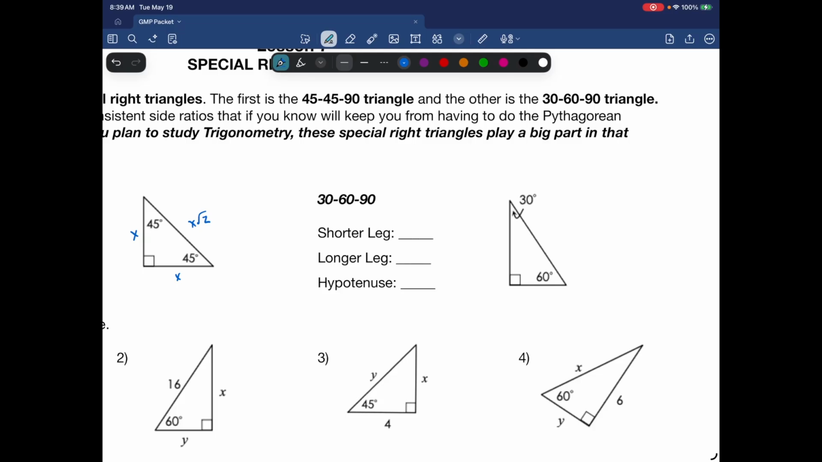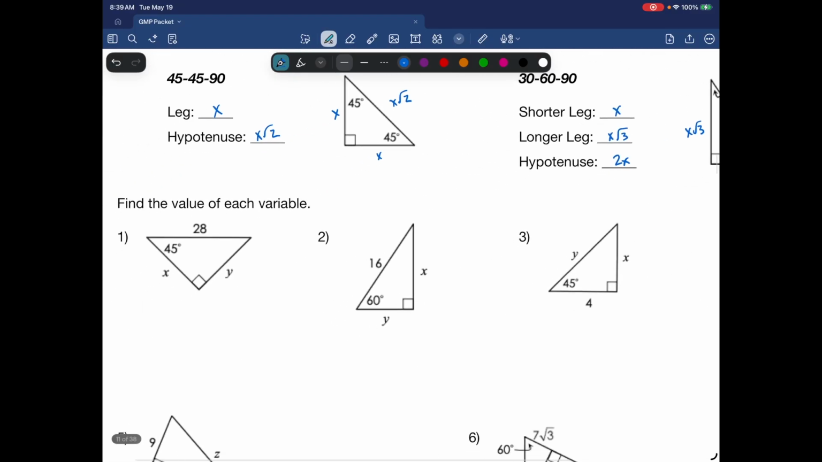All right, so across from 30, you're going to have x. The hypotenuse is going to be 2x. And then the longer leg is going to be x square root of 3. So you have x, x square root of 3, and 2x. Those are your ratios. Okay, so let's get after it here.